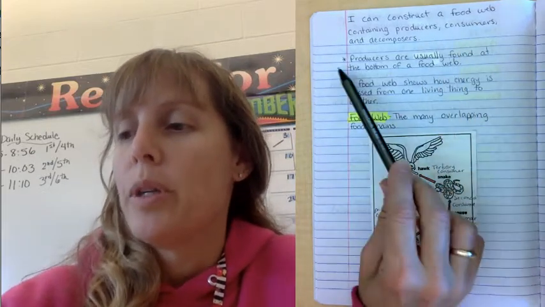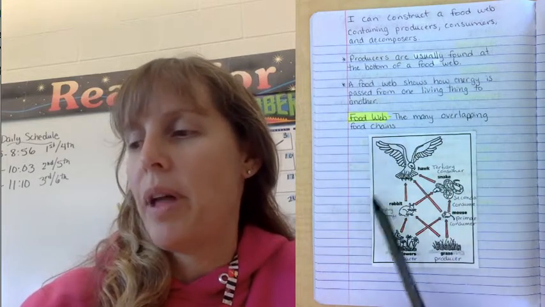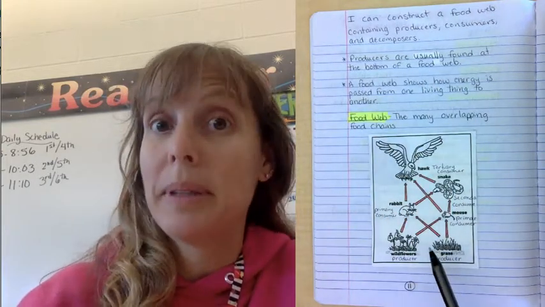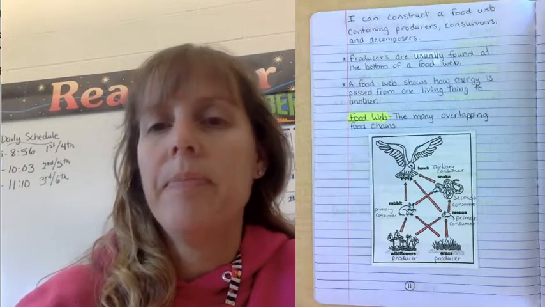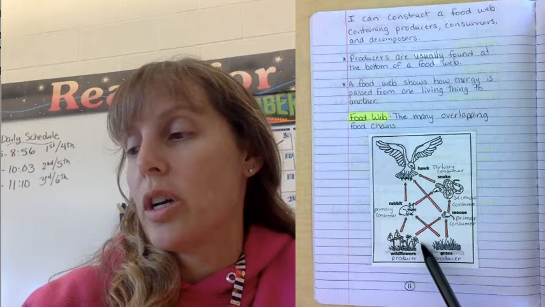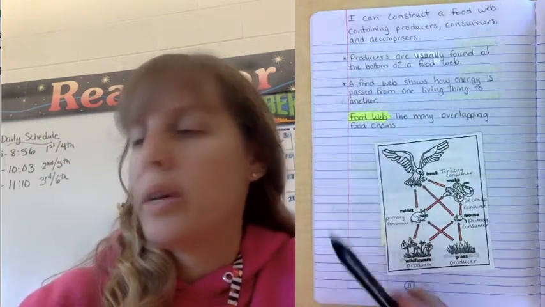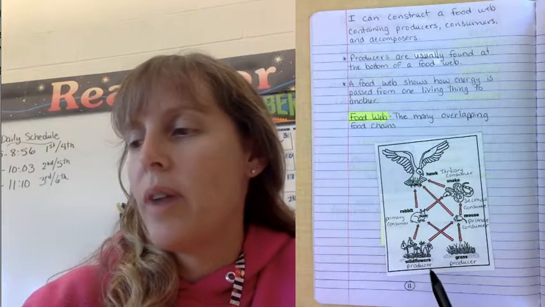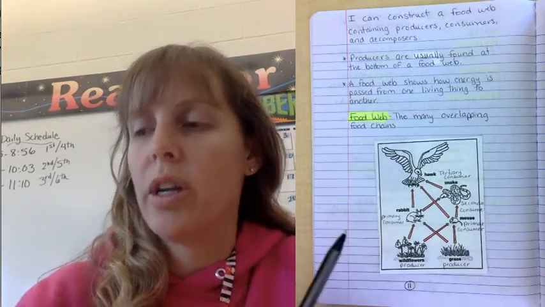So producers are usually found at the bottom of a food web. This is an example of a food web. Producers, remember, are plants, and this one has wildflowers and grass at the bottom. Those are just plants, right? So what you're going to do is put your producers at the bottom, and then you build up to the consumers, and then eventually you get to a tertiary consumer.